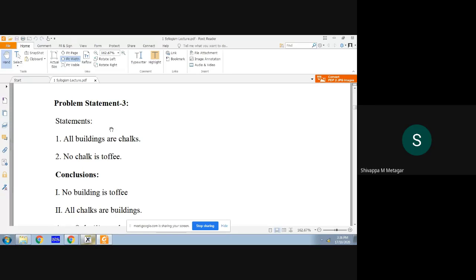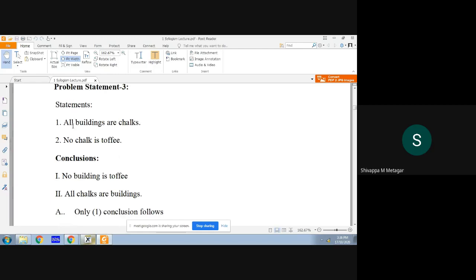Here, just you can see the problem statement. Statement number one they have given: all buildings are chalks, no chalk is toffee. Okay, conclusion: no building is toffee, all chalks are buildings. Just you can draw the Venn diagram to answer the question. Now let us see.